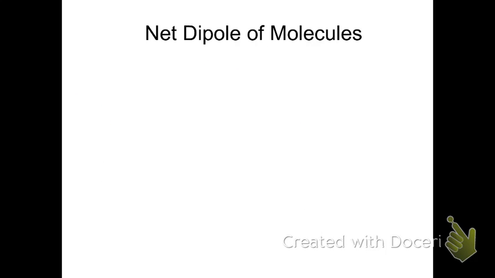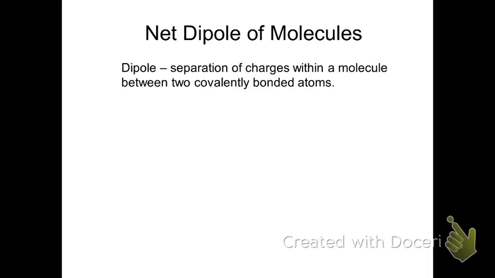So now let's talk a little bit about the net dipole of molecules. And before we do that, we better start defining a few terms. The first term, let's go ahead and give you a formal definition. I've said it already, but sometimes it's hard to pick up on it. So here is the formal definition for a dipole. It's a separation of charges within a molecule between 2 covalently bonded atoms. So the atoms have to be next to each other. So I'll give you about 20 seconds to copy that down.